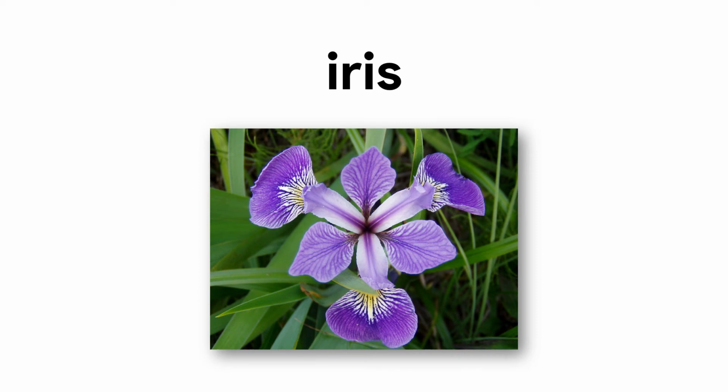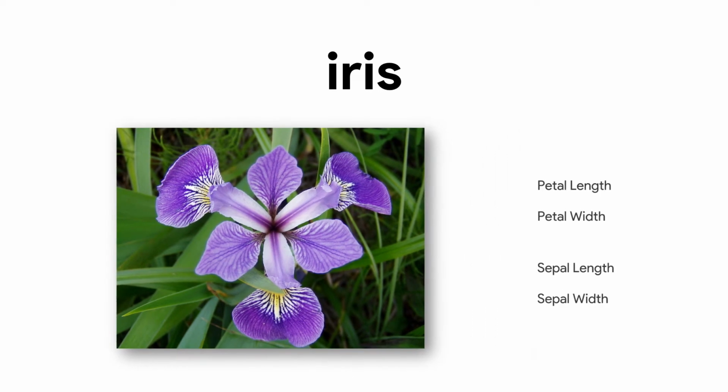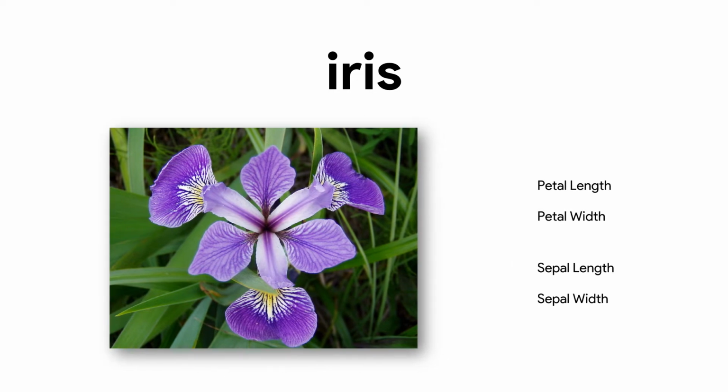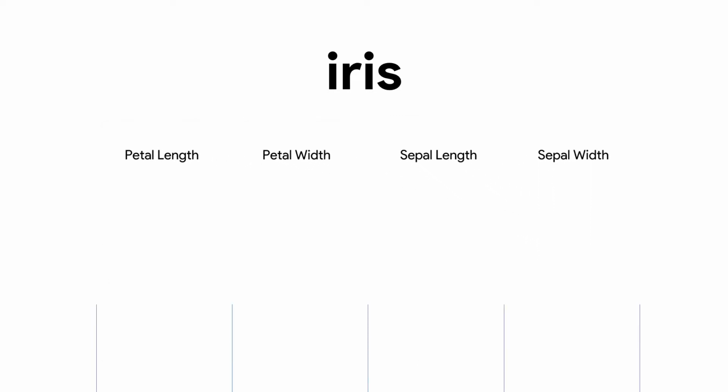Iris is a flowering plant. These characteristics of an iris flower, petal length, petal width, sepal length, sepal width, are used in the iris dataset. This is the petal: petal length, petal width. This is a sepal: sepal length, sepal width. These four features of the flower form the columns of the dataset.